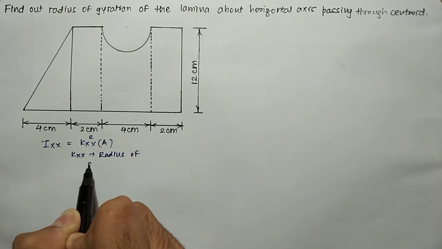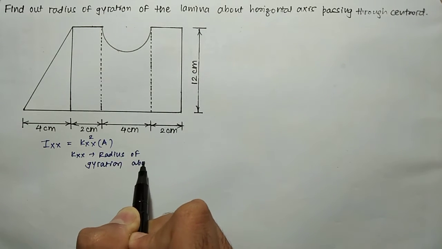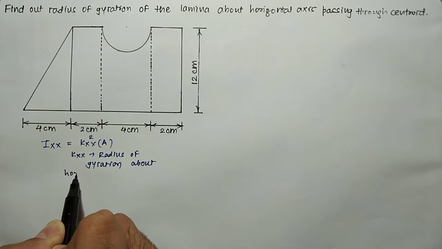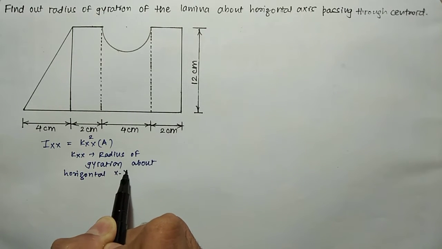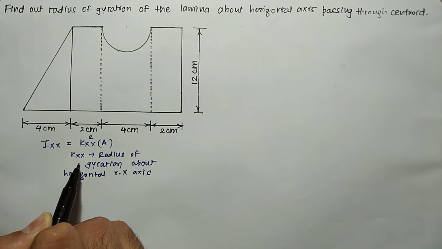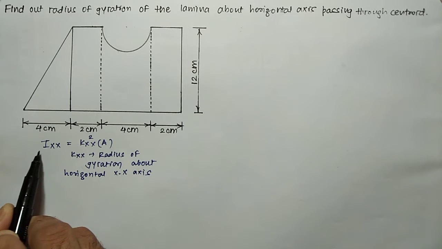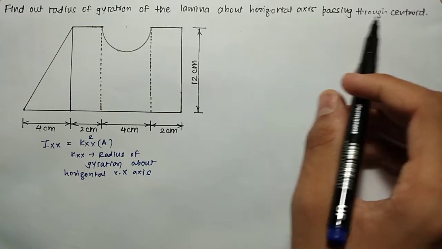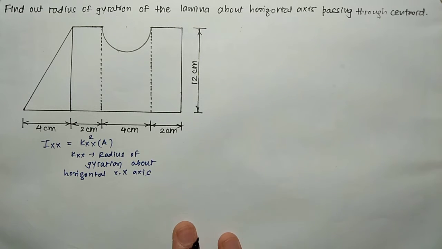So radius of gyration about the horizontal xx axis. We have been asked to determine the value of kxx. So first of all, we need to determine the moment of inertia about this xx axis which is passing through the centroid. For solving such a problem, we need to recall those 4 steps which we have discussed in the previous tutorial.